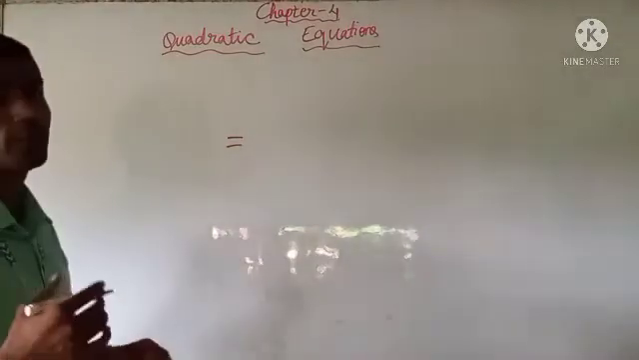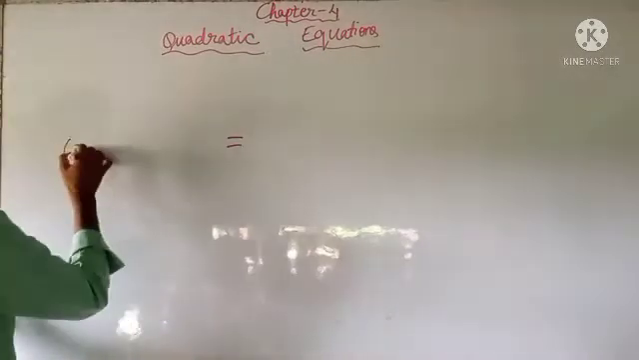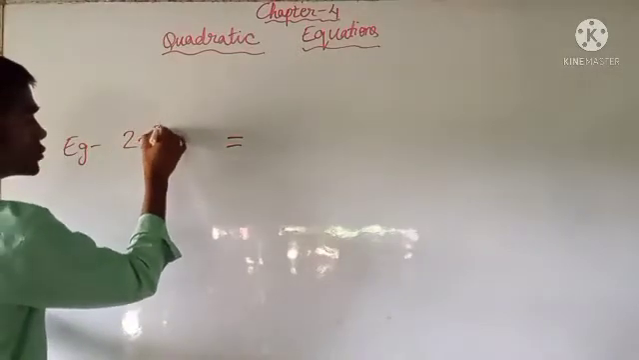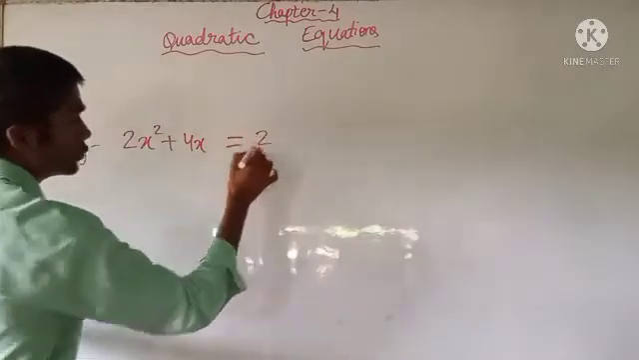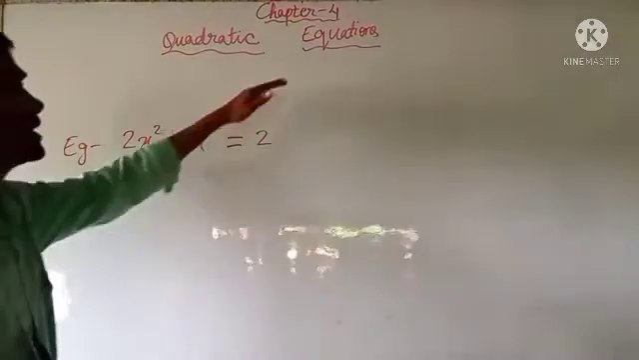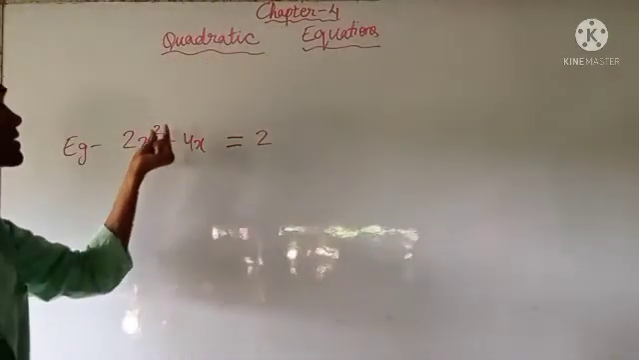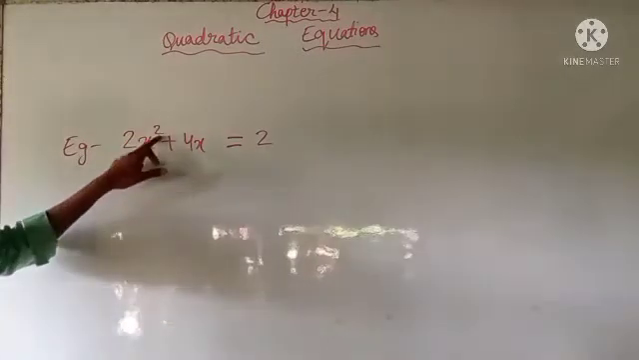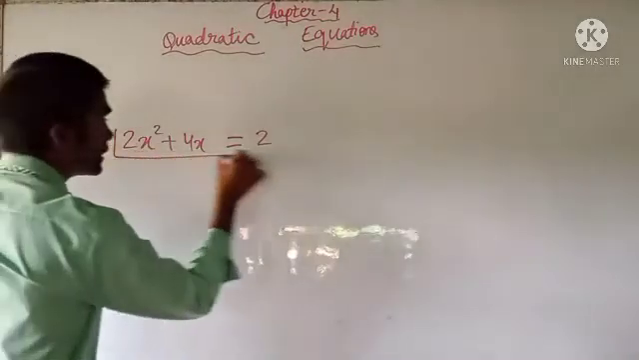Suppose we are saying for the variable x, then one example of a quadratic equation is 2x squared plus 4x is equal to 2, or equal to 0 also you can write. Now equation means equal, and quadratic means the variable has the power 2. The degree of the variable is 2. So now it is a quadratic equation.